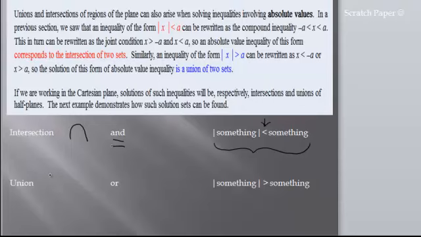Then the union looks like this, or you can use the word or, and it means the absolute value of something is greater than something else. And in this, I want you to also notice that the absolute value is by itself on the left, and you have a greater than symbol.